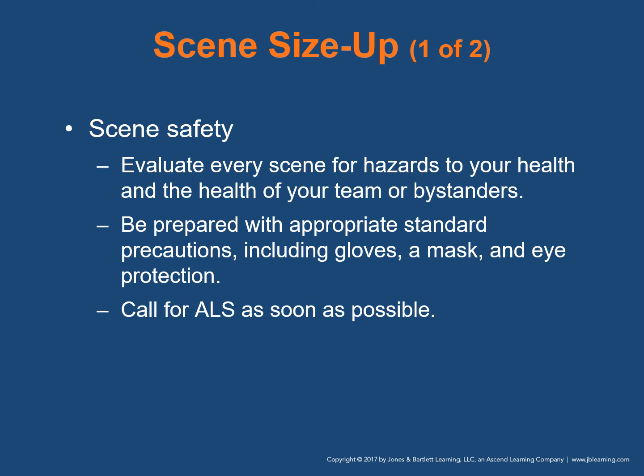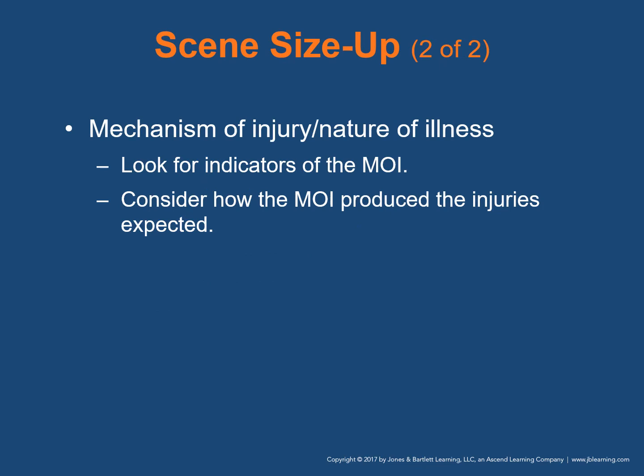Call for ALS as soon as possible when a serious MOI or complicated presentation is evident. Law enforcement may be needed to control traffic or crowds. Also, in terms of scene size up, you need to consider the mechanism of injury and the nature of illness. Look for indicators of the MOI. Consider how the MOI produced the injuries expected, and continue to consider the MOI while assessing a patient.